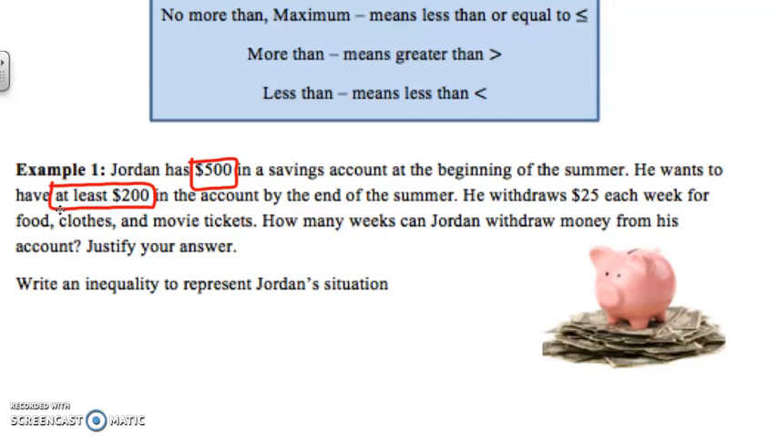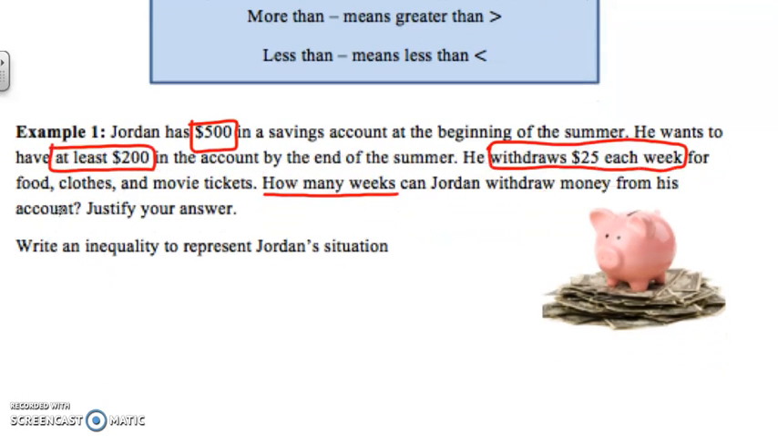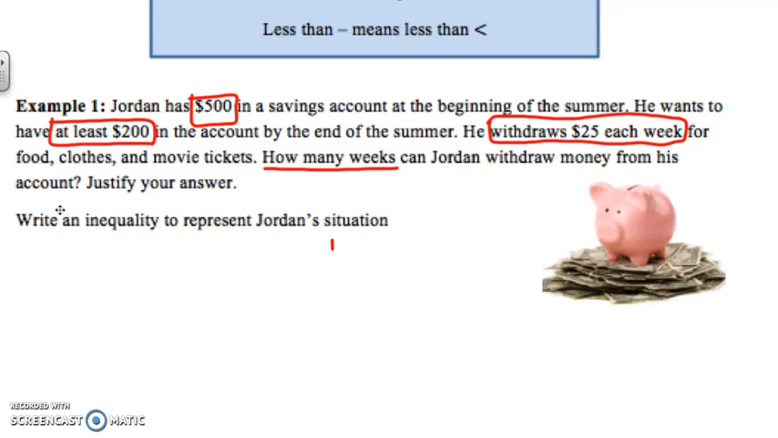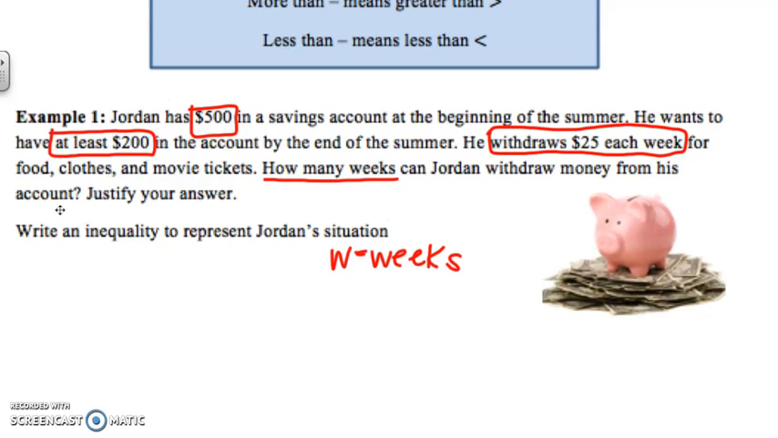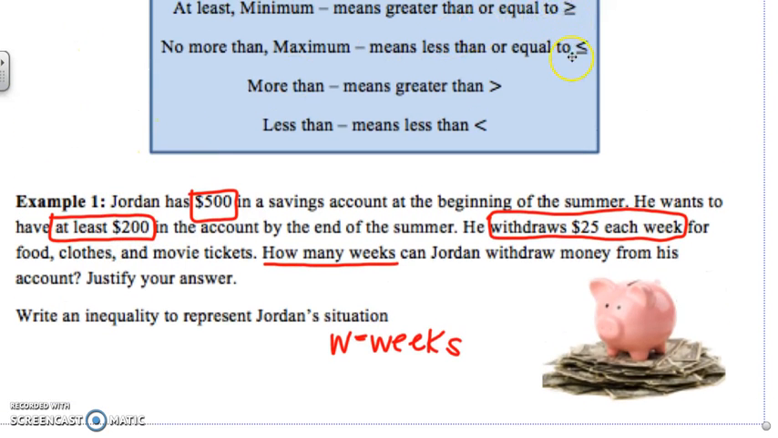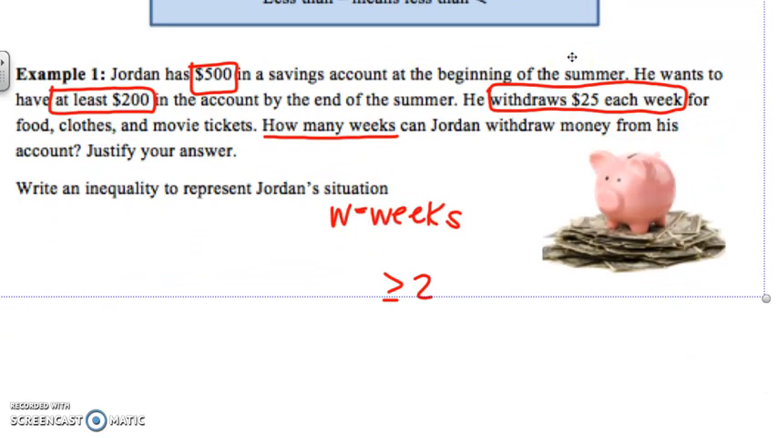He withdraws. Keyword there is withdrawals each week, for food, clothes, and movie tickets. My question is, how many weeks can Jordan withdraw money from his account? So first thing I need to do is set up an inequality. I'm going to say W is going to represent weeks because the question is asking how many weeks. I know at least 200 is going to be a greater than or equal to 200, because that's what I want him to end up with.